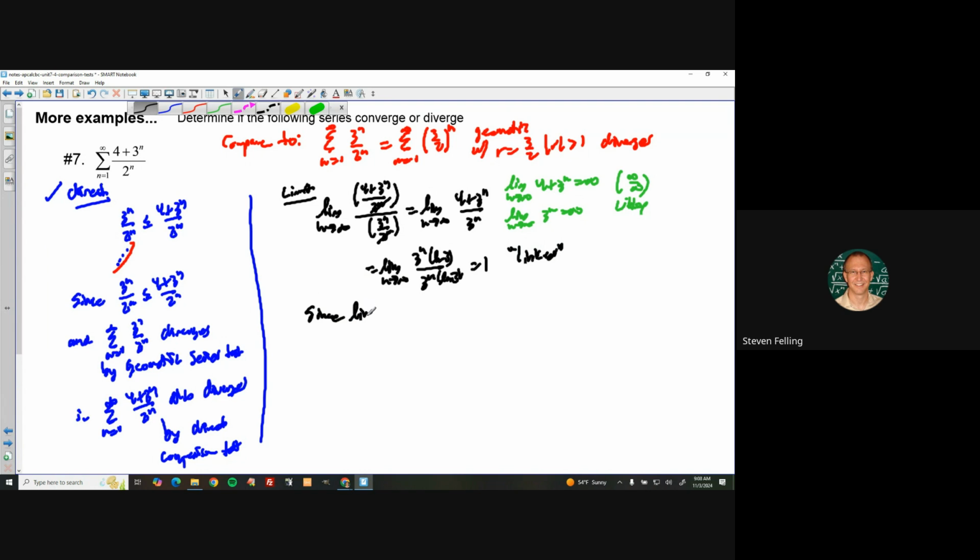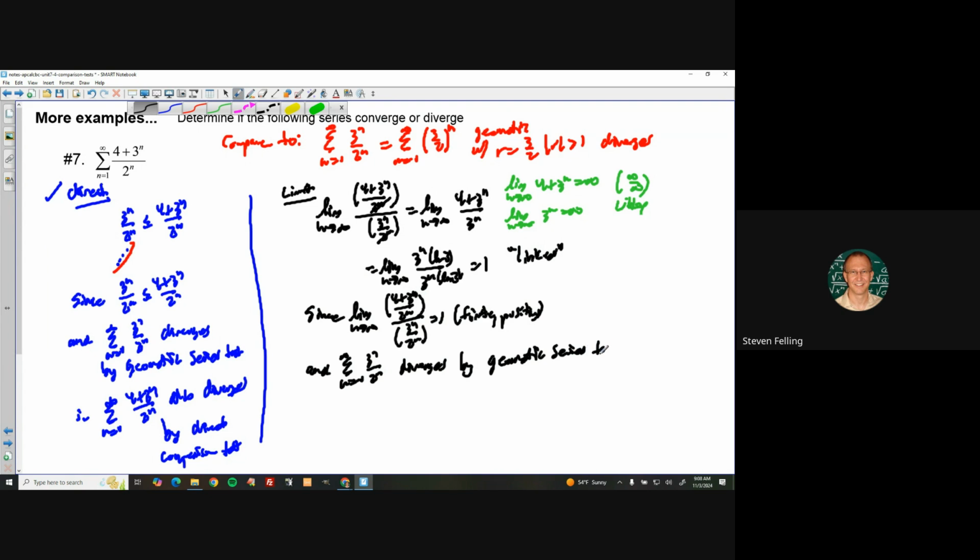Since the limit as n approaches infinity of (4 plus 3 to the n over 2 to the n) divided by (3 to the n over 2 to the n) is 1, which is a finite positive number, and the series from n equals 1 to infinity of 3 to the n over 2 to the n diverges by the geometric series test, therefore the original series, n equals 1 to infinity of 4 plus 3 to the n over 2 to the n, also diverges by the limit comparison test.